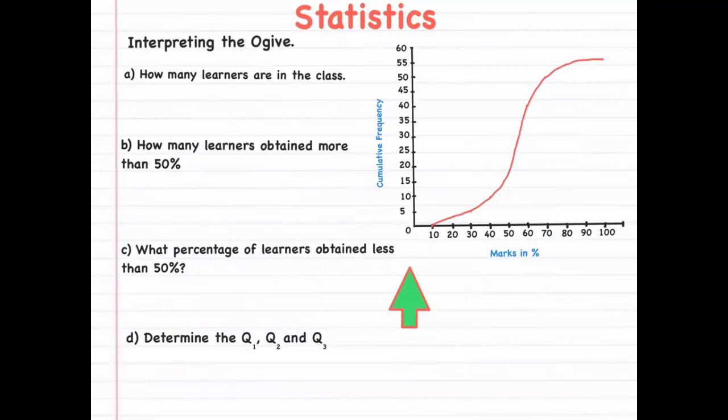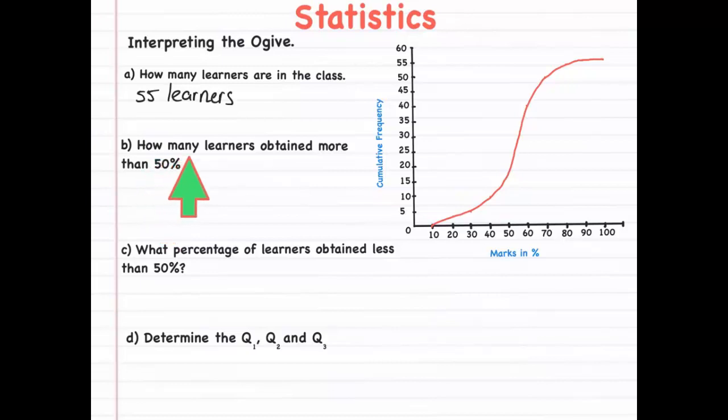Now here is the final example where we are going to interpret this ogive to answer the following questions. Now, how many learners are in the class? So basically we go to the highest point of our cumulative frequency graph, our ogive, and then we go to our y-axis where our cumulative frequency is, and you will see that it is 55. So basically there are 55 learners in this class. So 55 learners. Okay, there we go. Question 1 done. Easy, right?